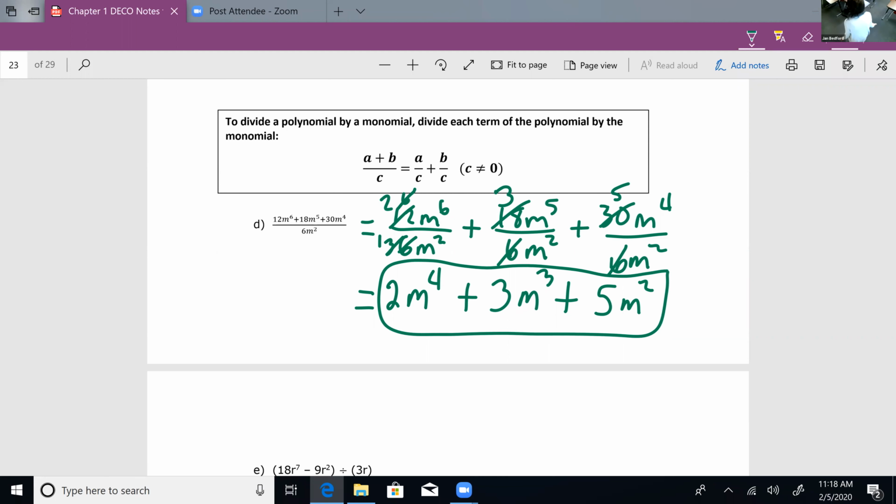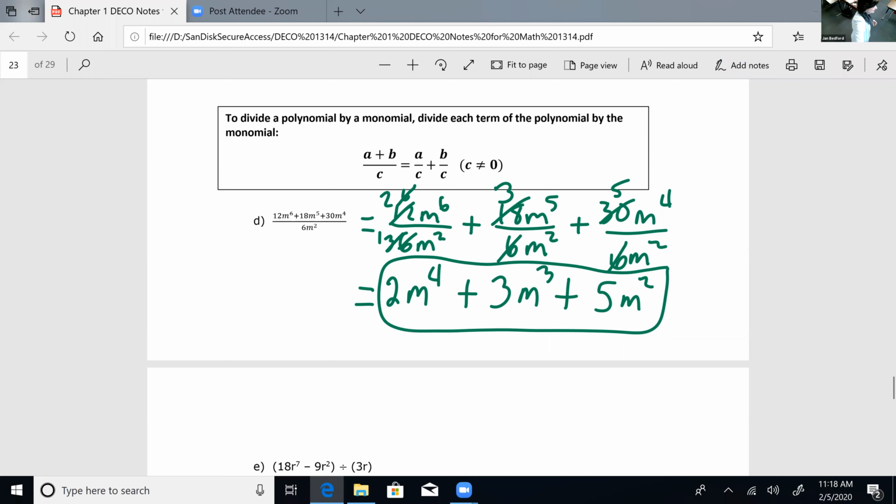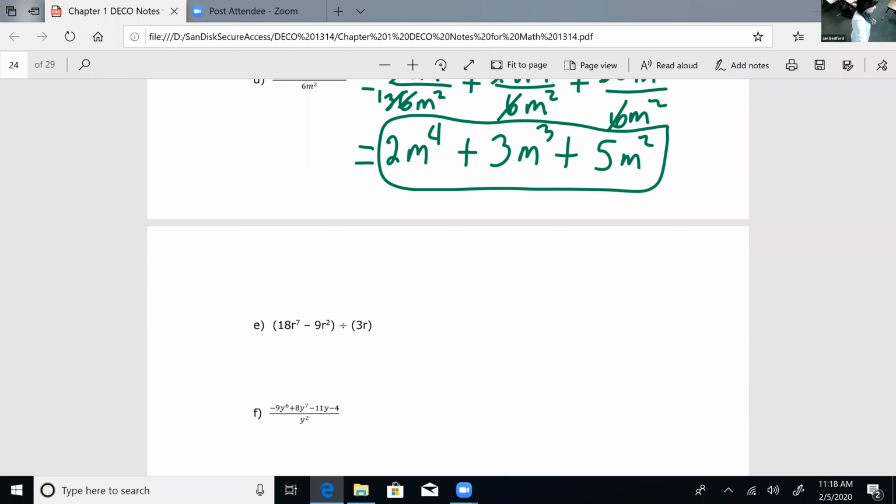And it looked like it was going to be a big mess, I thought, at first. But if you break it into separate fractions, a lot of times you find it cleans up pretty easily. Now, I do want to show you F, and then we're going to call it done.